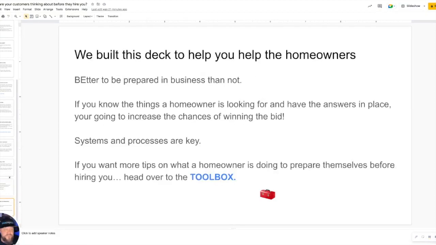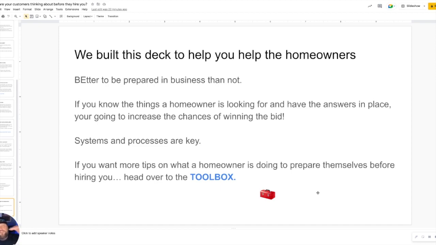I'm not exactly sure. So we built this deck to help you help the homeowners. We built this deck to better help you position your company in front of those homeowners to remove any questions that might happen. So there's a toolbox. It's red, and it's at the bottom of the Blue Pages. What I'd like you to do is go to bluepagespro.com and go to the front page and click on that little, matter of fact, you can click on it right now. That's a link. But if you don't have this PowerPoint in front of you right now, go to bluepagespro.com, go to the bottom, click that little red toolbox, and check that stuff out.